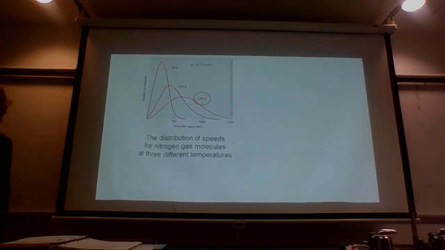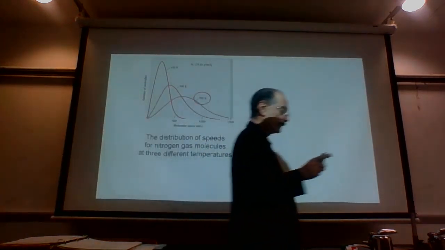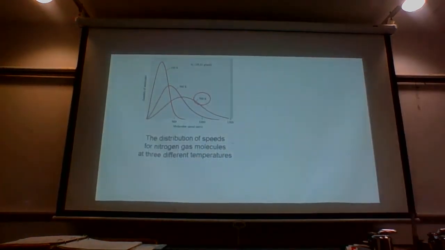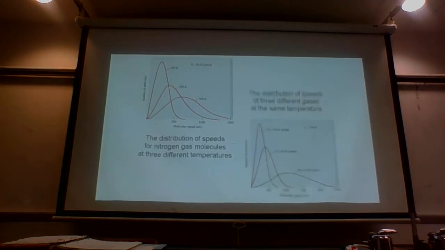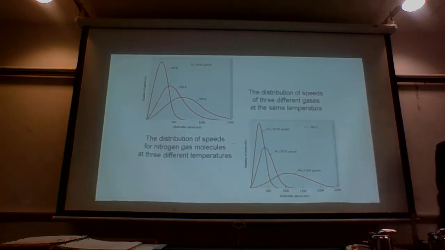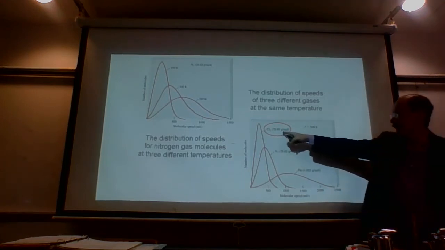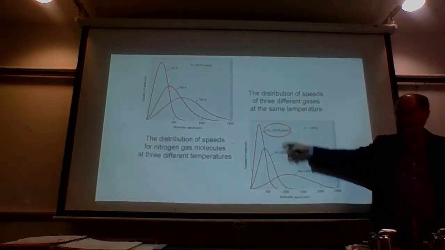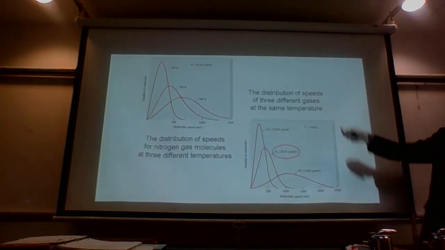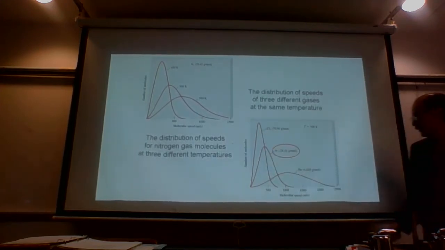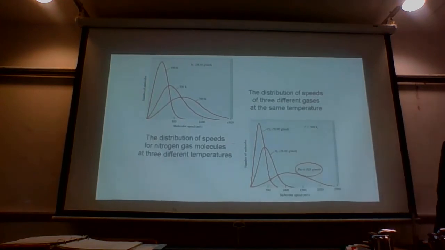All right? Now, here's the part that I think is interesting. What would happen if instead of just doing nitrogen at 3 temperatures, I take 3 different gases at the same temperature? So let's say at 300 Kelvin, what 3 different gases would be. So here is at 300 Kelvin. The first one I have here is chlorine. Chlorine has a molar mass of about 71 grams per mole. Next you have nitrogen, which we saw over there at 28. And next you have helium at about 4.